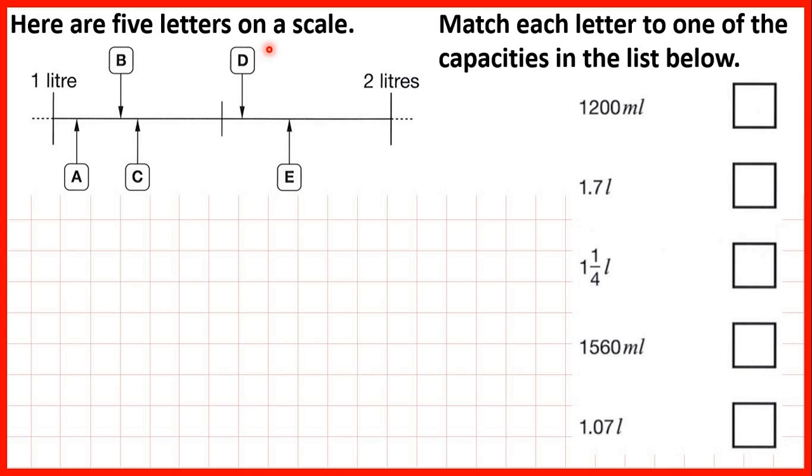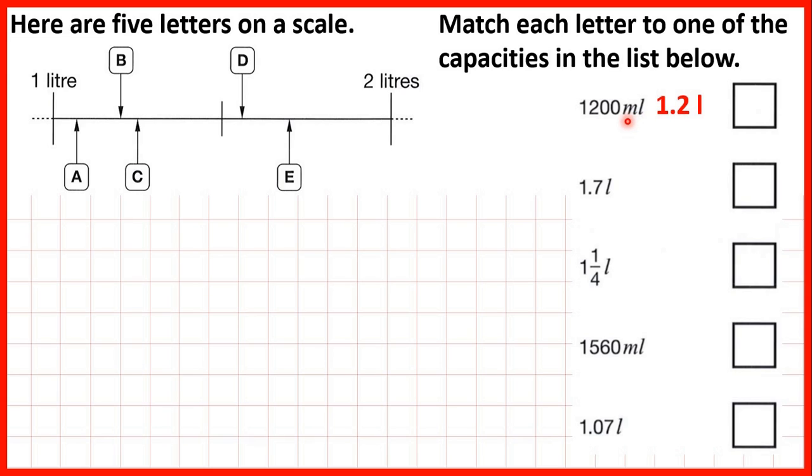Here are 5 letters on a scale, so we can see that we have 1 litre and 2 litres marked. Match each letter to one of the capacities in the list below. So first we have 1,200 millilitres, but as our scale is in litres, we can change this to 1.2 litres. Remember, there are 1,000 millilitres in a litre, and if we divide 1,200 by 1,000, we get 1.2.